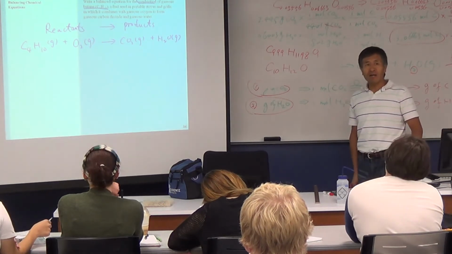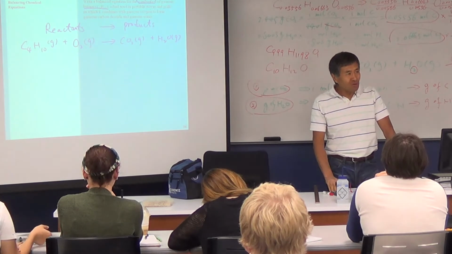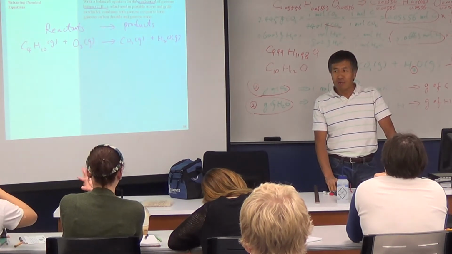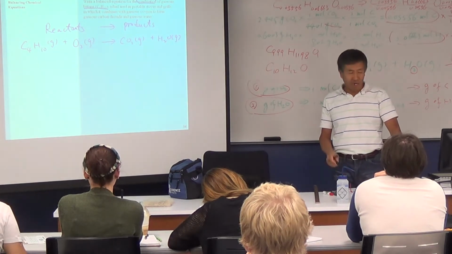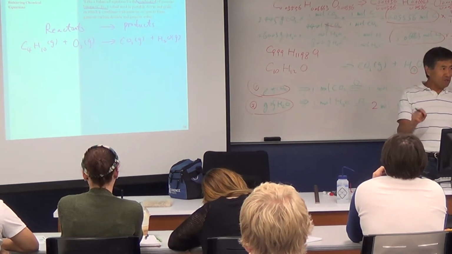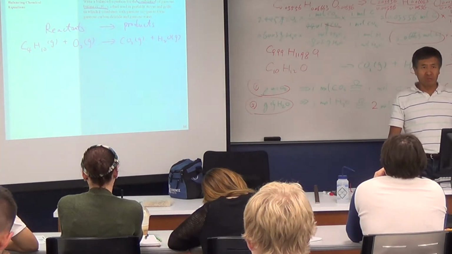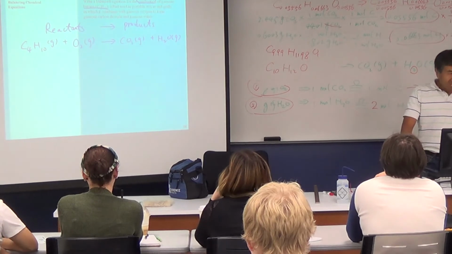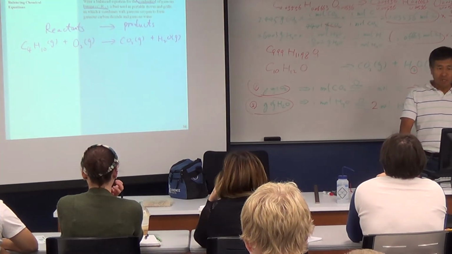Then leave one type of element as the last one to balance. Which one do you want to leave as the last one to balance? The single element. So in this example, what are our single elements? Oxygen. So then you can choose, we have three elements: carbon, hydrogen, and oxygen. You can choose either one to begin with. So what do you like to start with? Carbon. Let's start with carbon.